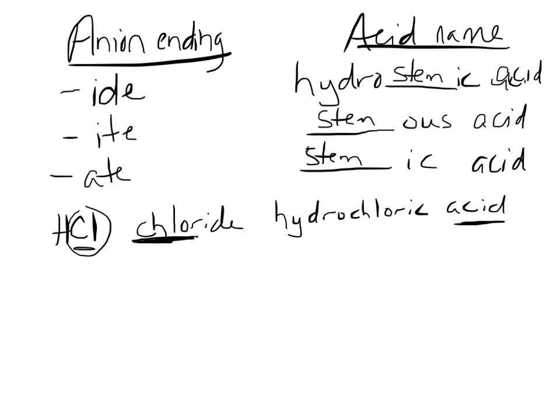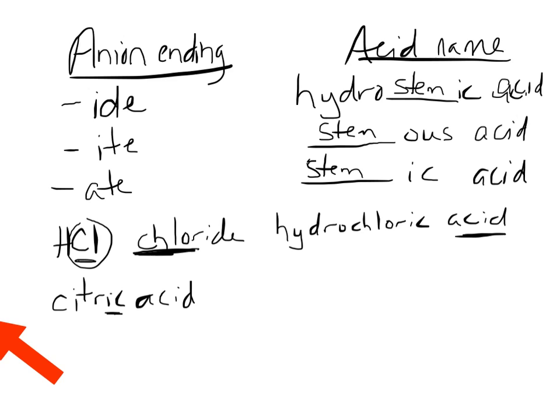So we'll work backwards this time. If it's citric acid, you're going to see IC with no hydro this time. So IC comes from your ATEs. So again, IC is going to turn you around in here into your ATE acid. So this is going to come from citrate. So you're going to have a formula with hydrogen and then citrate.